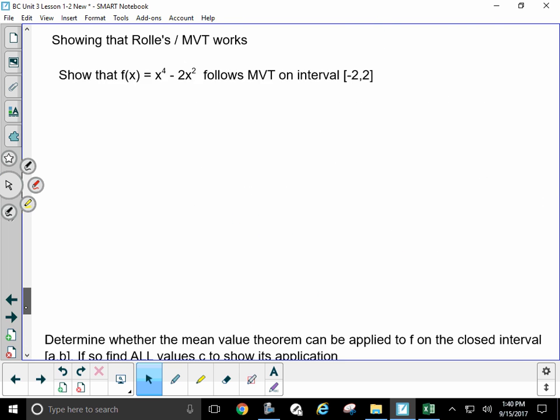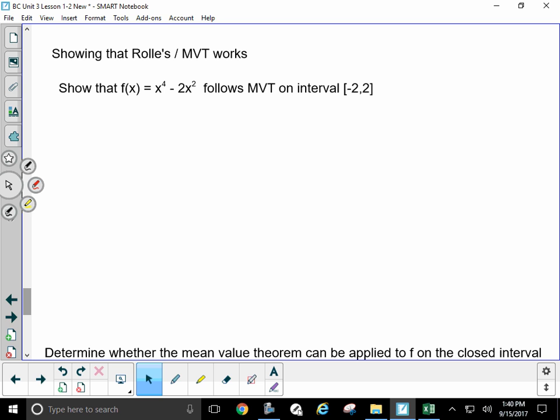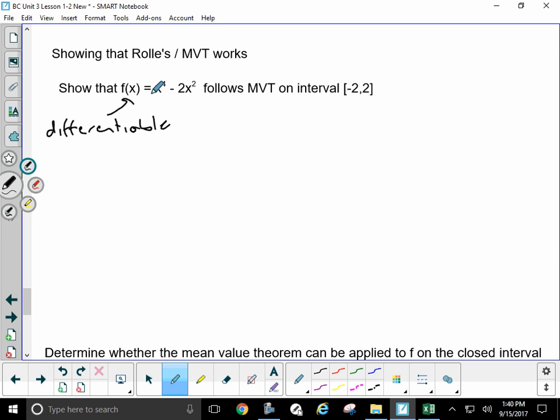We can do that with functions. Show that this follows the mean value theorem from -2 to 2. First thing I need to confirm is that this is differentiable. It's continuous, I know for sure. How do I know it doesn't have any sharp points? Typically if you have fractional powers, or sometimes with square roots, you'll see sharp points. This has no fractional powers, so we are differentiable.